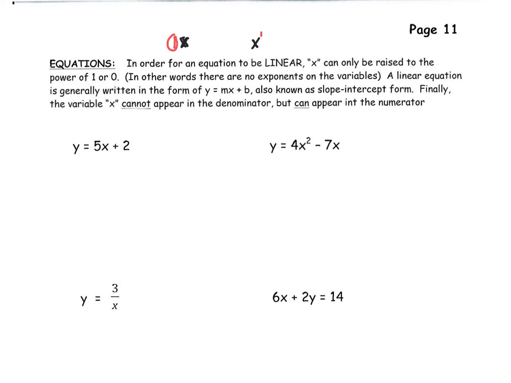All right, so let's move forward. Let's go ahead and check out what we see. y equals 5x plus 2. Well, that is a classic example of the slope-intercept form. Slope, in this case, would be 5. The intercept, in this case, would be 2, and those are linear. So this is a linear equation, but it's also a linear function.